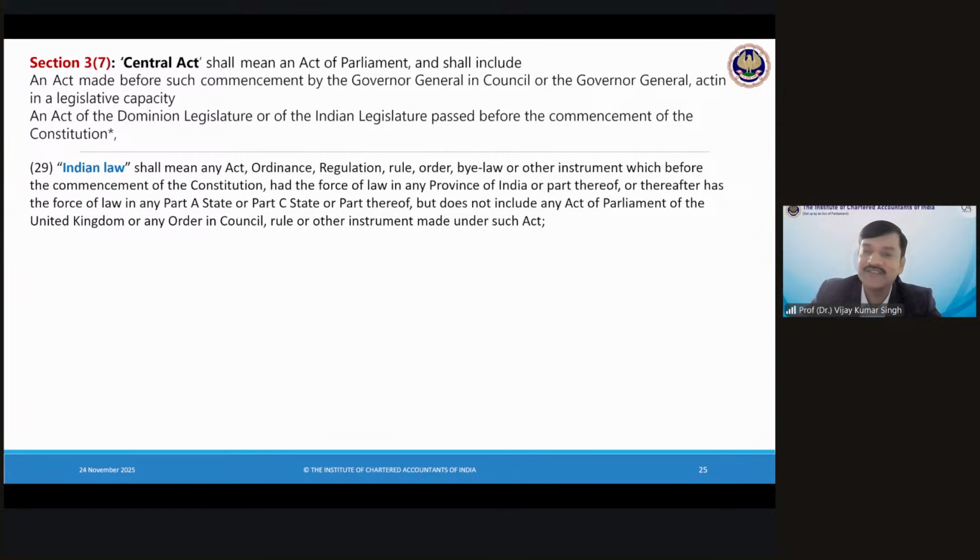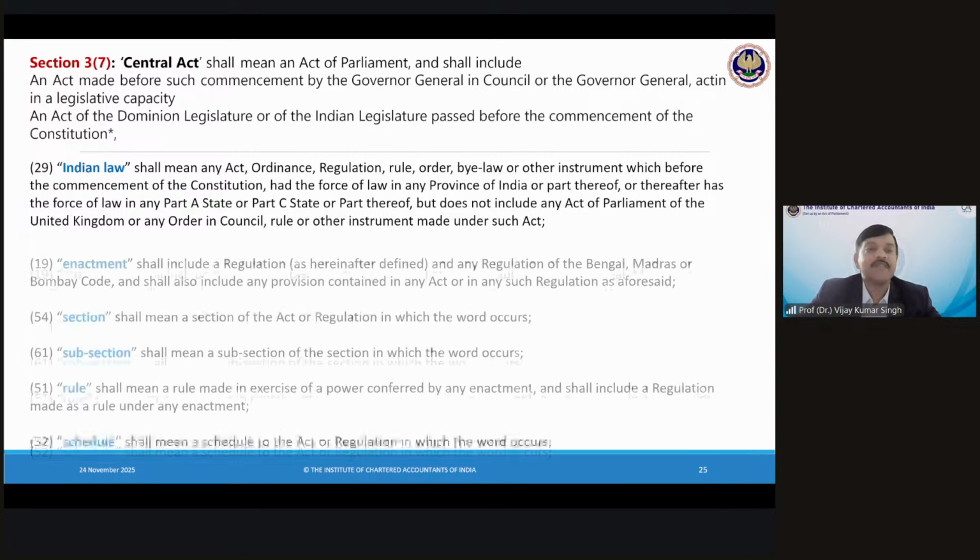Other instruments, here the term other instruments is used. They are very specific notifications, etc. So this Indian law definition is provided accordingly. However, you can see this Indian law definition excludes any act of parliament by the United Kingdom and or order in council, rule, or other instrument made under such act. So Indian law means passed for India, not for British.